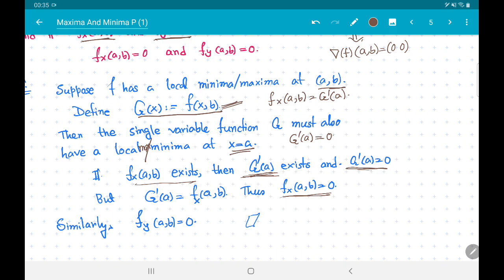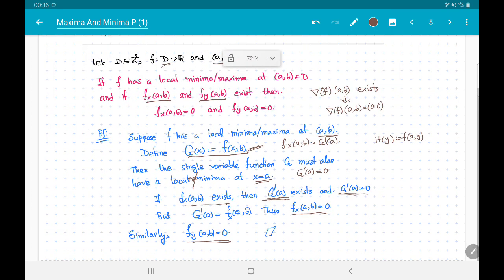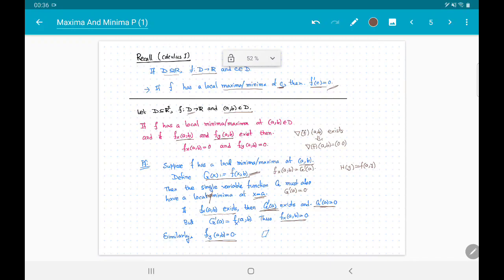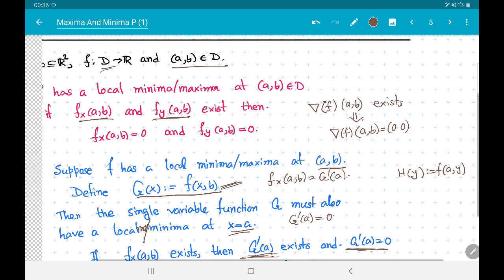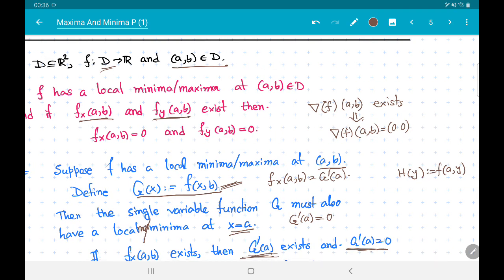Similarly, you could define a function, say h of y, which is given by f of a comma y, and you could go through the same argument to show that f_y of a, b must be equal to 0. Now, just like in the case of single variable calculus, we will see that if the gradient of f is equal to 0 at a point, it does not mean that the function will have a local maxima or a local minima, but we will come to this in a moment.